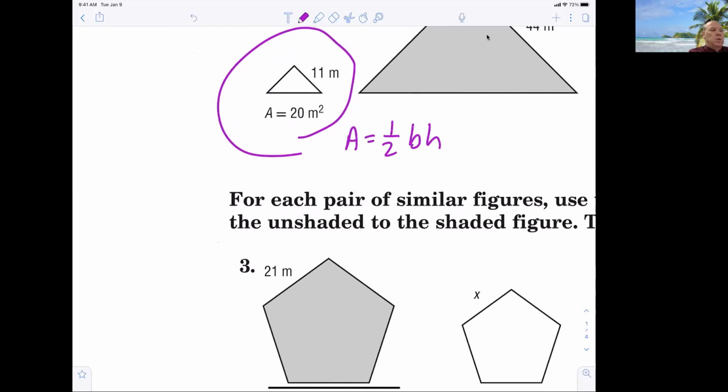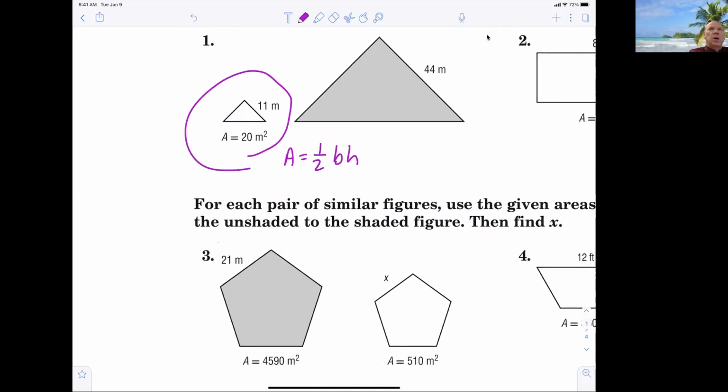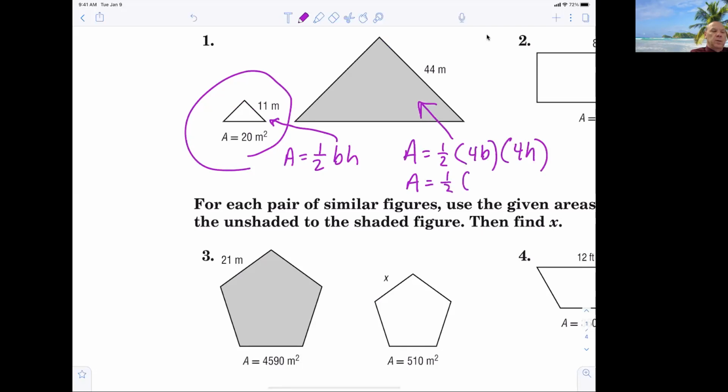All right. So does everybody agree these are proportional? Right. So if B is the base of this triangle, what would the base of this triangle be? Say it again. 4B. You guys are great. So what's the height of the shaded triangle going to be? 4H. Does everybody see that? So then the area is going to be what? 1/2 16BH. That is correct.